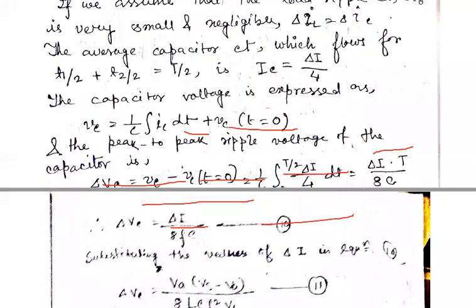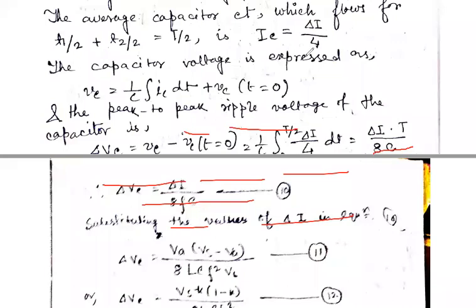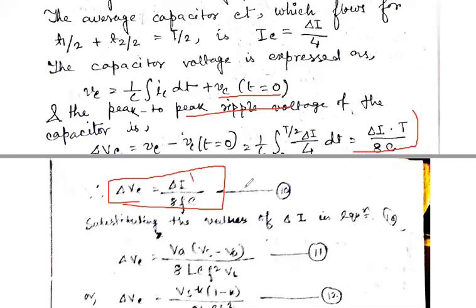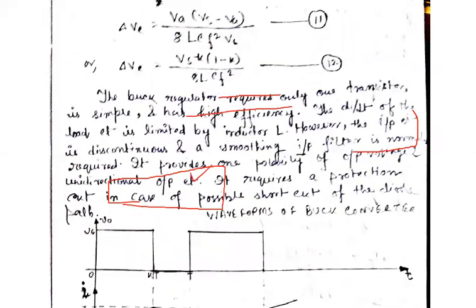Now the capacitor voltage which is stored in the capacitor is expressed as Vc equals 1 by C integration Ic dt plus Vc at initial time t equals 0. From there we get the peak to peak ripple voltage of the capacitor, which is nothing but ΔI T by 8C. So ΔVc is nothing but ΔI by 4 times ΔI by 8fC. Then substituting the value of ΔI here, we get these two equations.